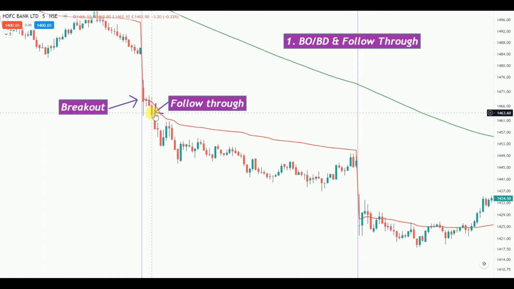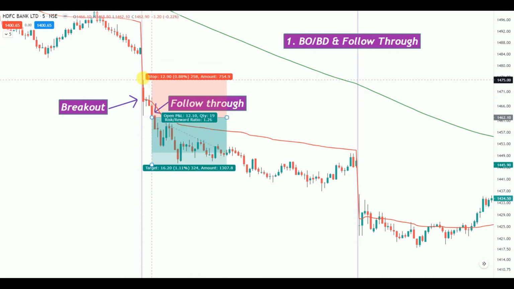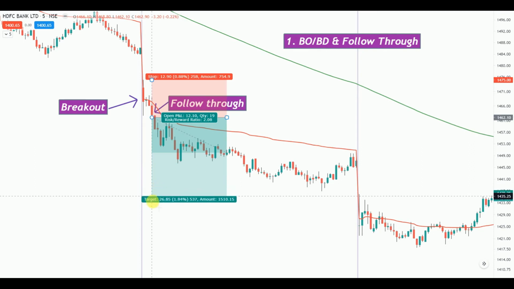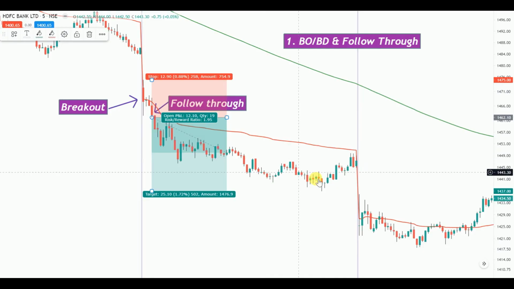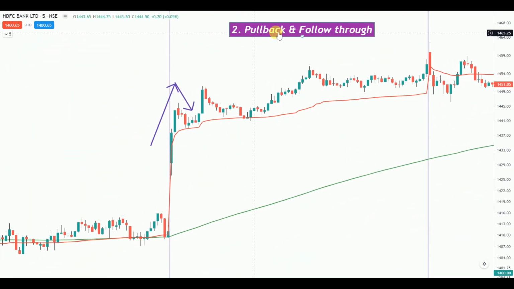In case of short entry, you can see this is the breakdown and this candle is giving a follow through of the first candle. So your short entry will be at the low of this candle and your stop loss will be the high of this candle, and you will go for at least 1:3 or 1:5 and you will trail your stop loss till the end of day.